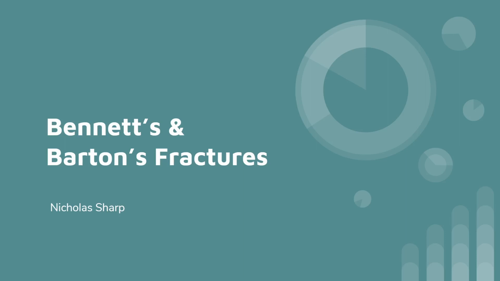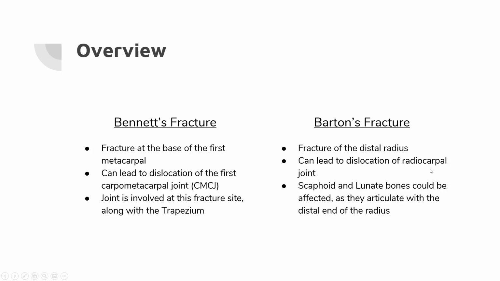In this presentation, we're going to take a look at Bennett's fractures and Barton's fractures. A Bennett's fracture is a fracture at the base of the first metacarpal, which can lead to dislocation of the first carpometacarpal joint, and this joint is involved at the fracture site along with the trapezium.